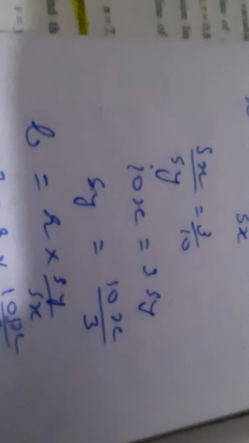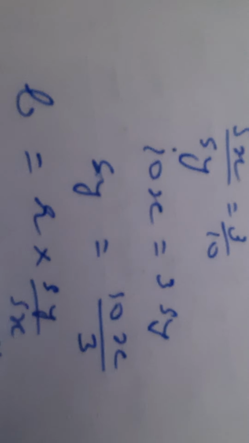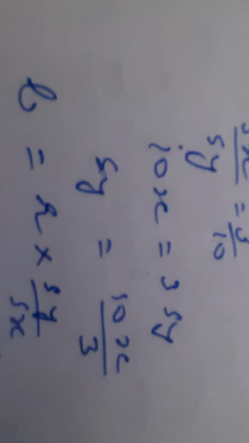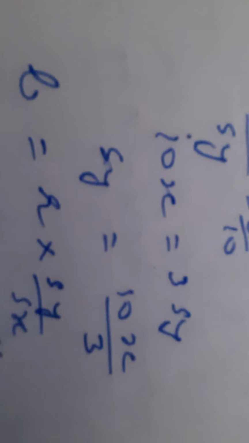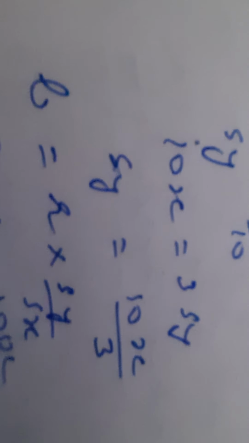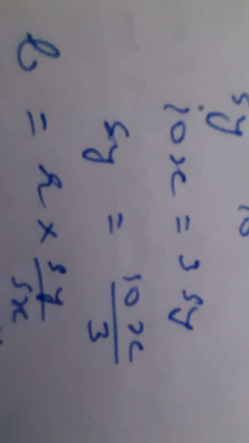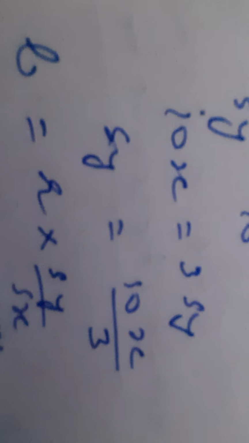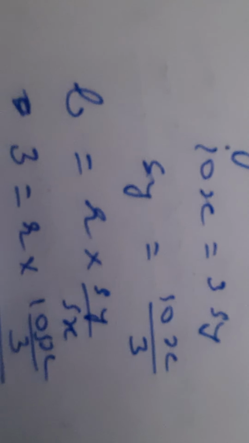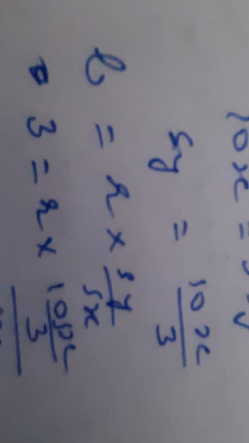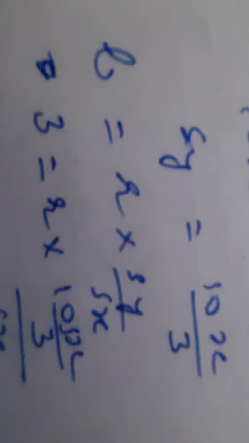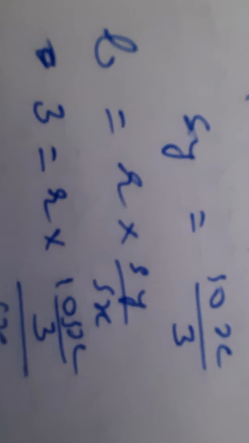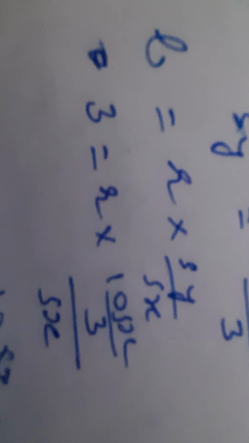When you cross multiply you get 10 Sx equals 3 Sy. Therefore take Sy to the other side, Sy is equal to 10 Sx upon 3. So instead of Sy we will write 10 Sx upon 3. So we write the equation once again. B is equal to R into Sy upon Sx, so 3 is equal to R into 10 Sx upon 3 divided by Sx.